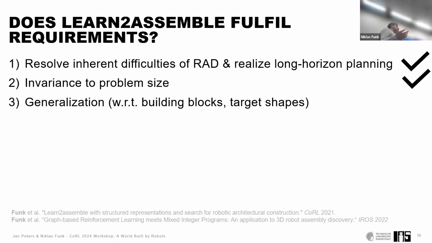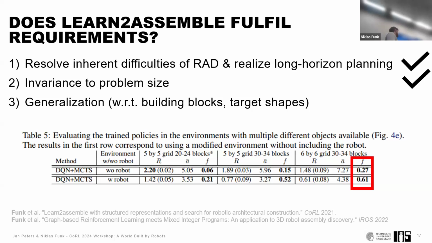So this first method that I've presented, it can resolve the inherent difficulties of robot assembly discovery, it can realize long horizon planning, and most importantly, it's invariant to problem size. Moreover, it can generalize with respect to building blocks and target shapes. However, if we look at our evaluation, we have seen that, of course, the further you go away from the environments where you train this model, the failure rate can increase drastically. So the generalization obviously has limits.